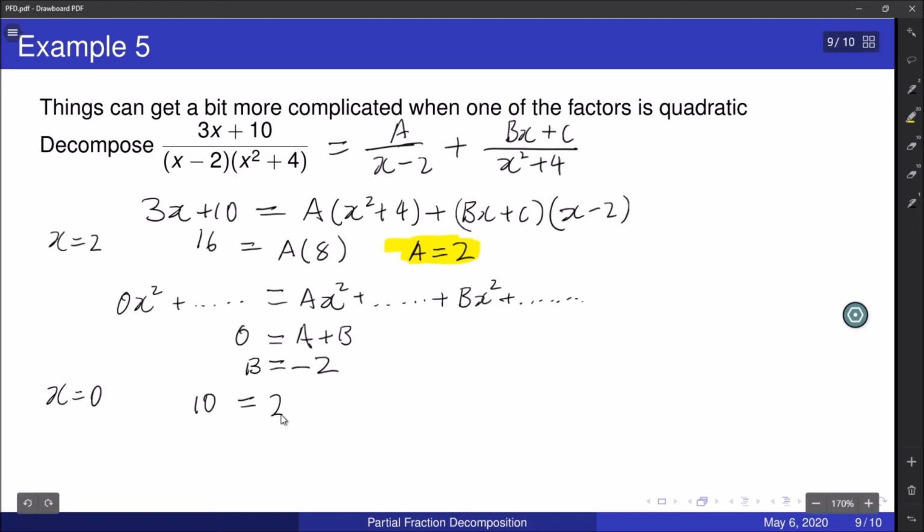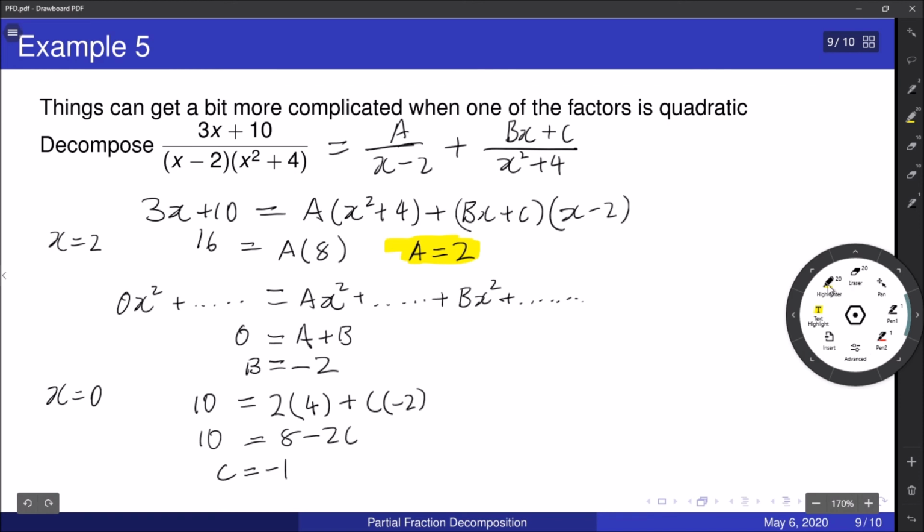a is of course 2 times 4, plus b disappears, so we have c times negative 2. 0 minus 2 is negative 2. So 10 equals 8 minus 2c, and so c equals negative 1. Okay, so we have found all 3 terms.